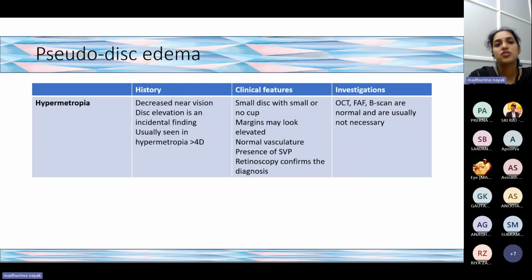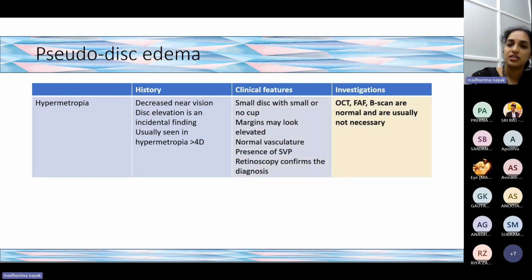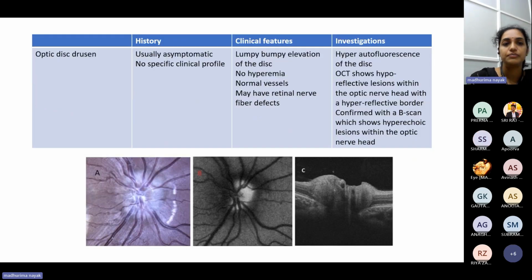So let's deal with the causes of disc edema, pseudodisc edema one by one. The most common of this is hypermetropia. There is no history or there is no symptom as such. It's usually seen in more than 4 diopters of hypermetropia. On examination, you will see normal features of hypermetropia like a small disc and small cup, a short retina, and the disc looks juicy and margins look elevated, but the vasculature is normal and there is SVP. So you don't need to do any tests and the diagnosis is usually straightforward.